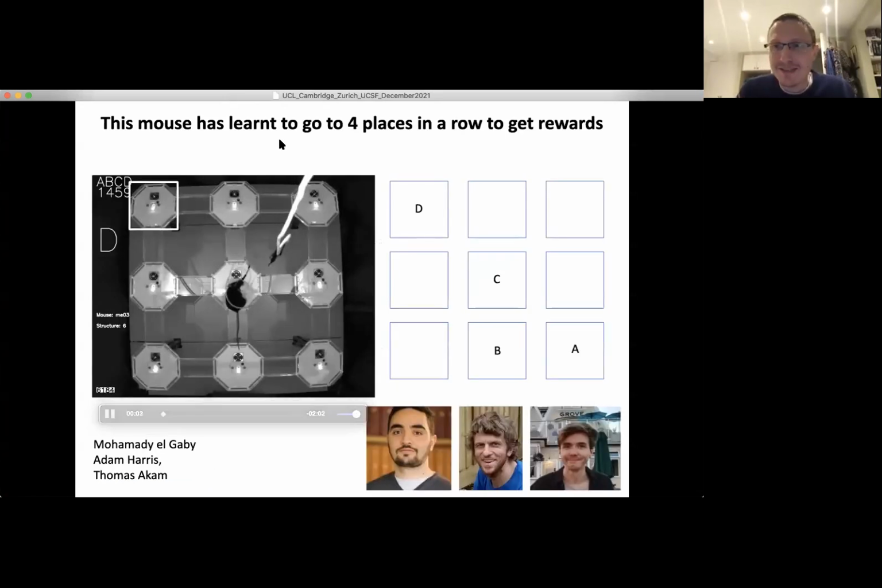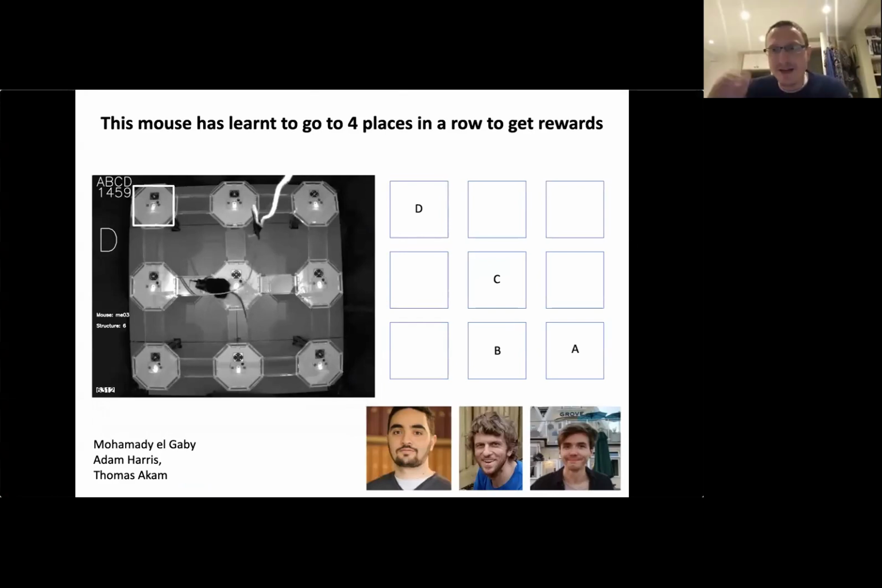This is a mouse, and he has to go to four places in a row to get a reward. You can see he's gone to A, and now he's going to have to go to B. And he knows the way around this little maze. He has to go to them in order because the rewards don't appear if they don't come out in order. So he has to go A, B, C, D. He's going to C now, and then D. And he knows this. He knows it because he's done it hundreds of times before.